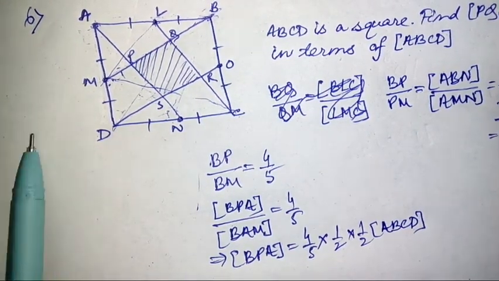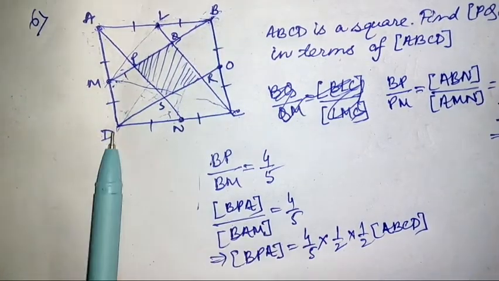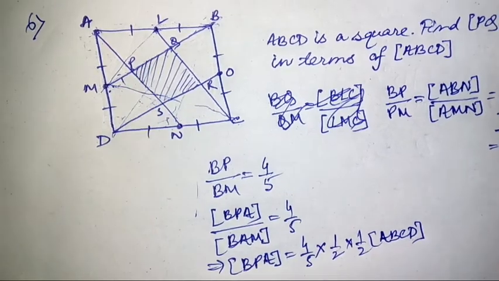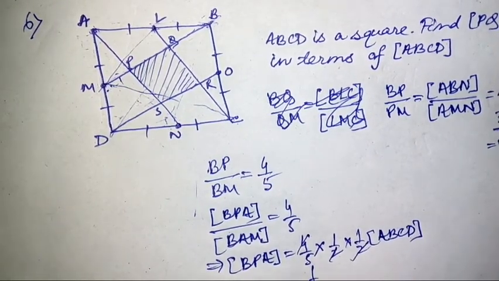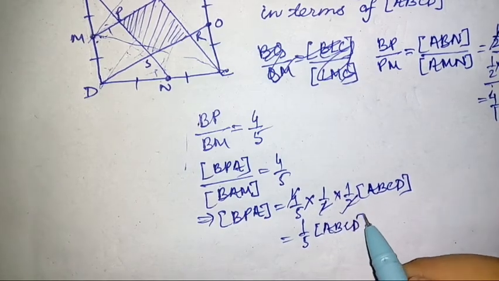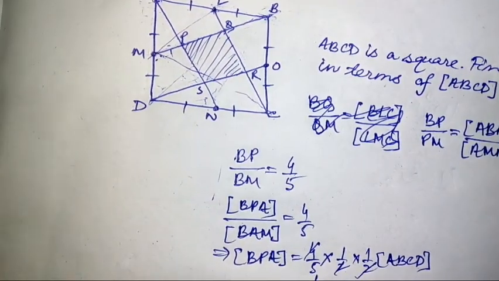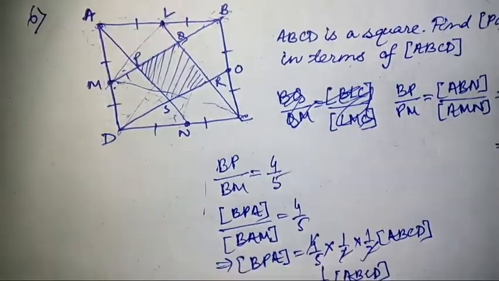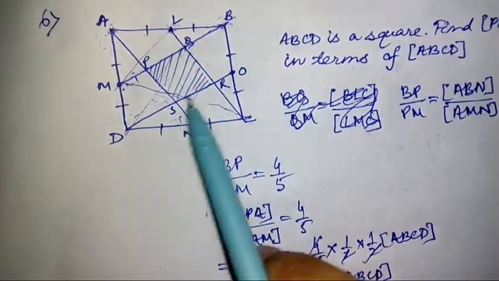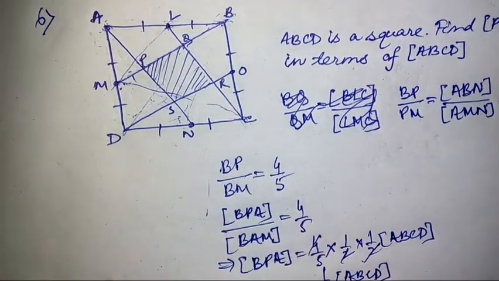Let me tell it again. BAM is half of the area of BAD, and BAD is half of the area of ABCD. So it comes out to be 1/5. BPA comes out to be 1/5 of the area of ABCD. Now using the property of symmetry, we can say that if this is 1/5, this one should also be 1/5, this one should also be 1/5, and this one should also be 1/5.